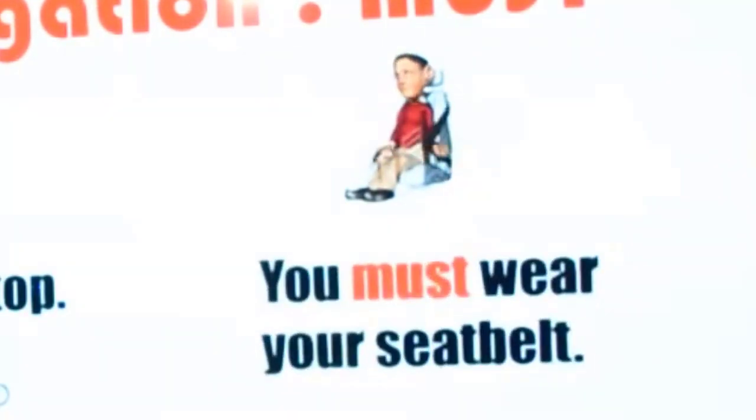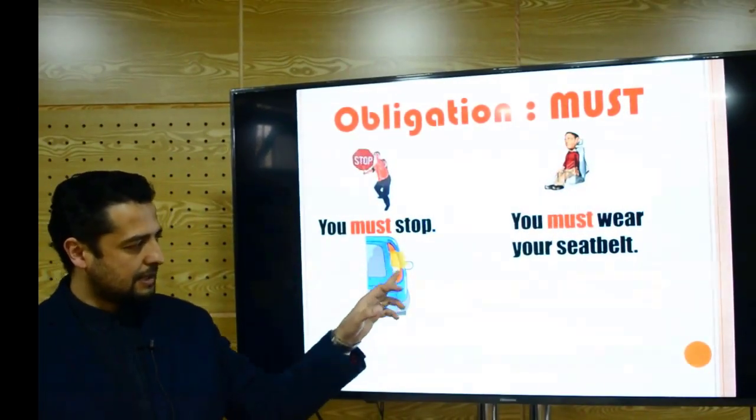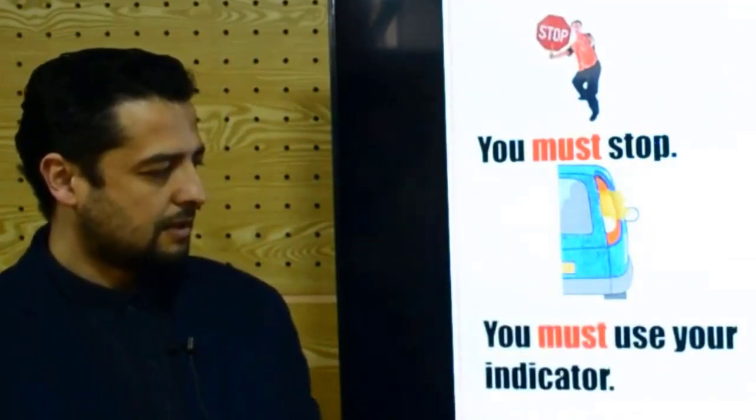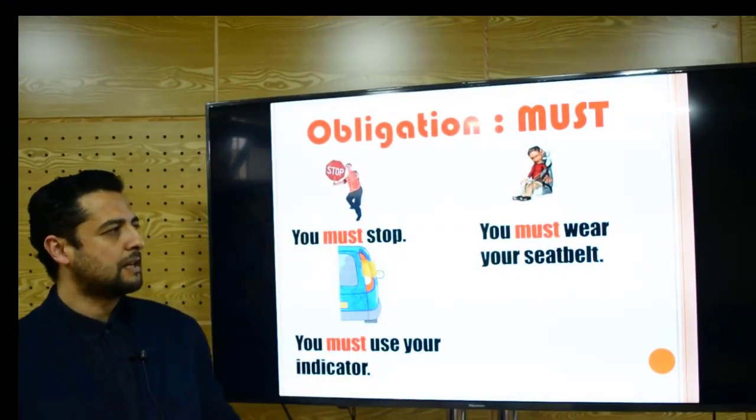Let's have a look at this person. Can you guess where he is here? As you can see, this is a car, and he is putting his seat belt, which means that putting a seat belt is an obligation. So you must wear your seat belt. The last person here, as you can see, this is a car, and you have a sign here. So, can you guess? So you must use your indicator side. So which means it's an obligation, as you can see.